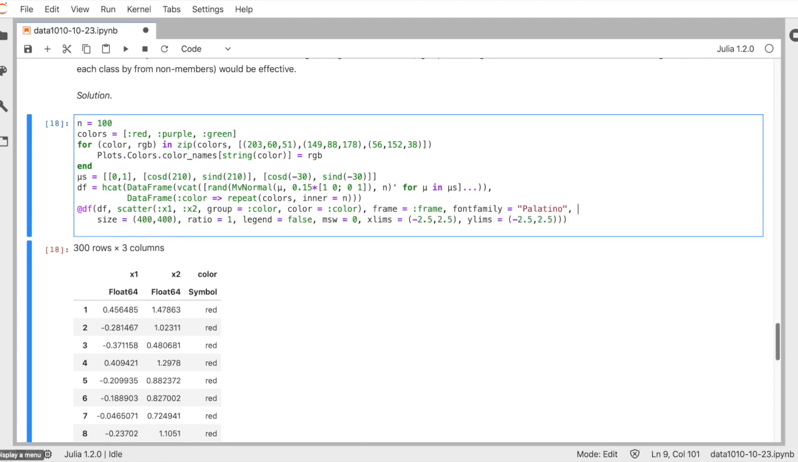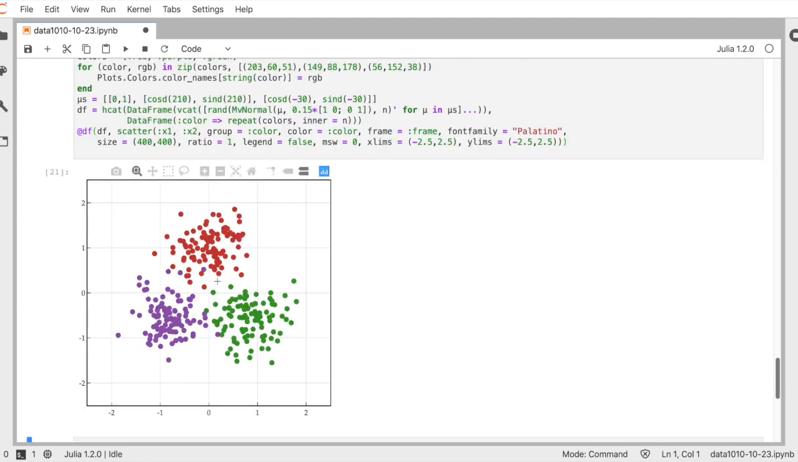And then I have just a bunch of other plot attributes here that I want to incorporate. So this one is marker stroke width, which is making it so that there's no outline around the points. And then the rest of it's pretty self-explanatory. Aspect ratio of 1, we're turning the legend off. We're setting the Y limits, and we're choosing a frame style here. So it looks a bit like the Julia logo.